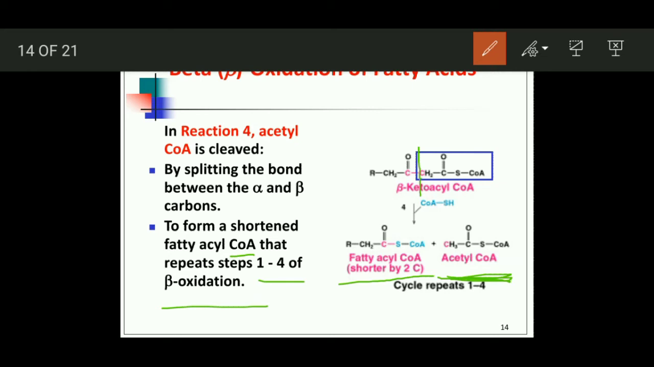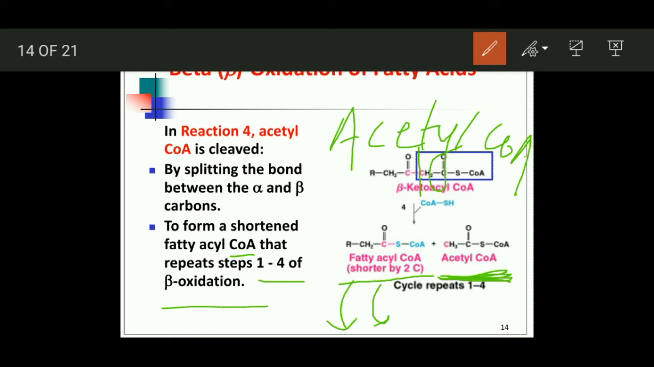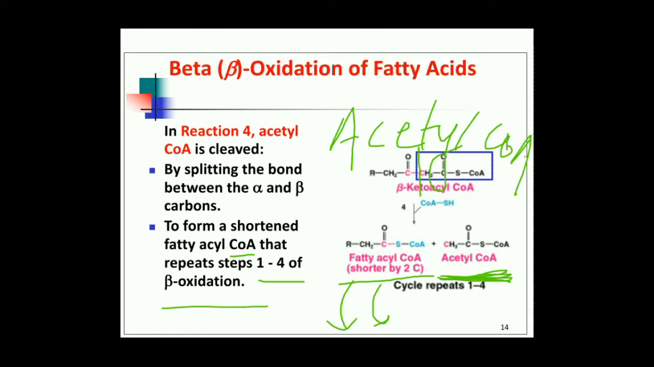Yeah, and this cycle repeats guys. This cycle will repeat until the whole fatty acid is converted into acetyl coenzyme A, because the main target, guys, focus, the main target of beta oxidation is that we have to obtain acetyl coenzyme A. Correct? This is our only target, acetyl coenzyme A. We'll get to it more clearly.